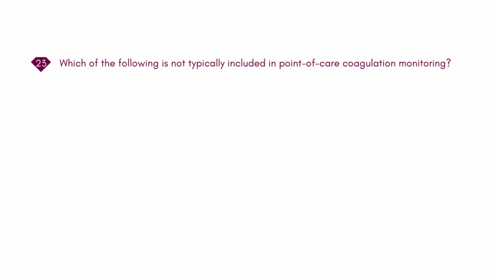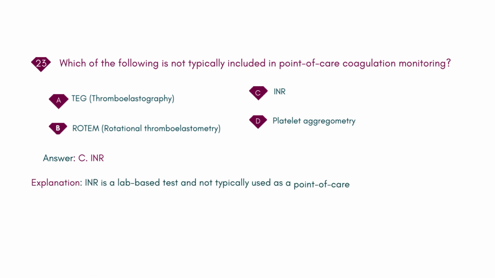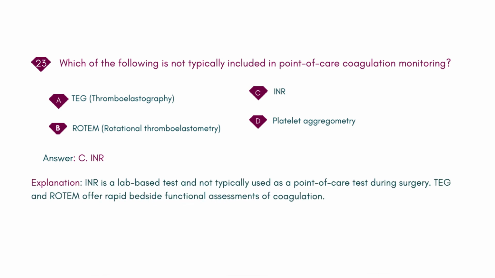responsiveness. Which of the following is not typically included in point-of-care coagulation monitoring? A. TEG, thromboelastography. B. ROTEM, rotational thromboelastometry. C. INR. D. Platelet aggregometry. Answer: C. INR. Explanation: INR is a lab-based test and not typically used as a point-of-care test during surgery. TEG and ROTEM offer rapid bedside functional assessments of coagulation.